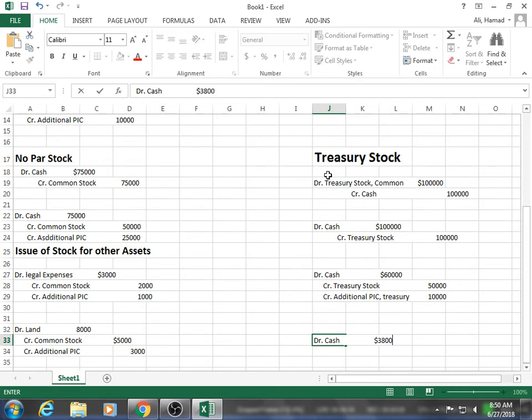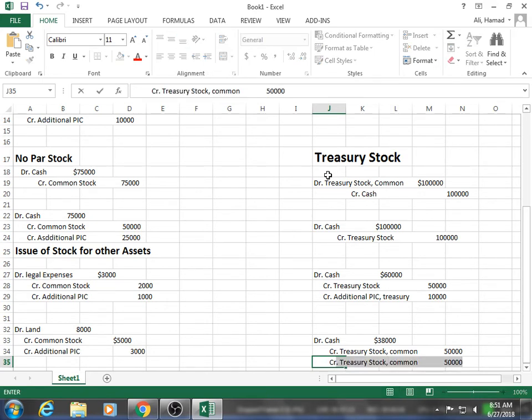And we're going to credit treasury stock for 50,000, 1,000 times 50. So now we are short 12,000. We're going to get it out of additional PIC for treasury.